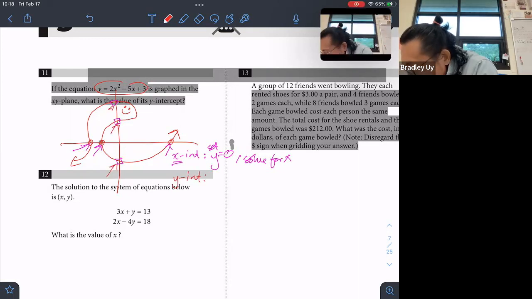These are the y-intercepts. Notice that they all lie on the vertical line x equals 0, and their x value is 0. So you set x to 0, and you simply solve, since we're finding y-intercepts, you solve for y. And I hope that makes a lot of sense.